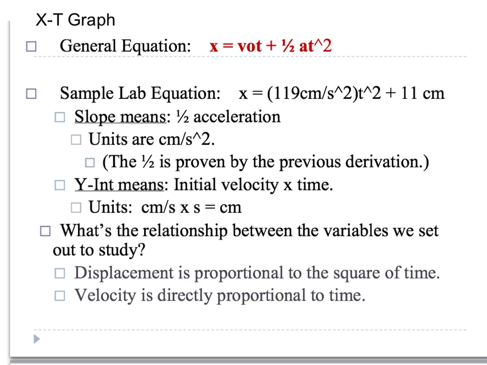The question we need to answer for the lab, the whole purpose of the lab, was to find the relationship between displacement and time and velocity and time. From our linearized graphs, you should see that displacement is proportional to the square of time, and velocity is directly proportional to time. You know both of these because you have linear graphs.